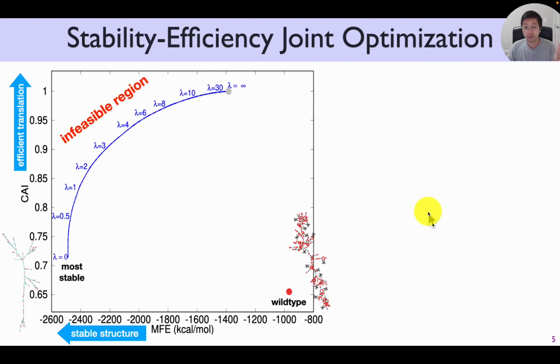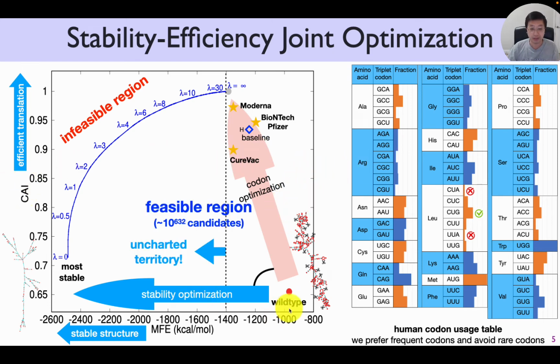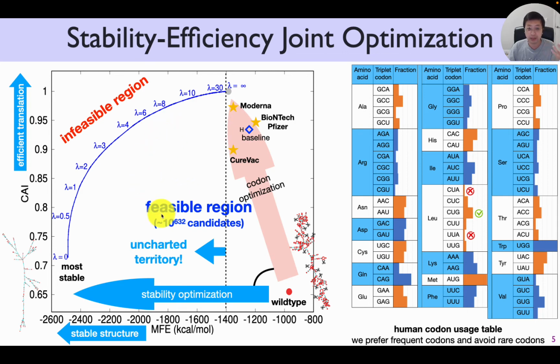And this is not just stability. We can also optimize jointly with codon optimality, which is CAI, codon adaptation index, or translation efficiency. On the x-axis, you have the free energy, which is the stability, the lower the better. And on the y-axis, you have the codon optimality, the higher the better. But the traditional technique of codon optimization only optimizes codon optimality, like those used by Moderna and BioNTech and CureVac, and including our baseline. But actually, this is a two-dimensional space, and nobody realized that there's a huge territory which is completely uncharted beyond this line. That is the more stable ones.